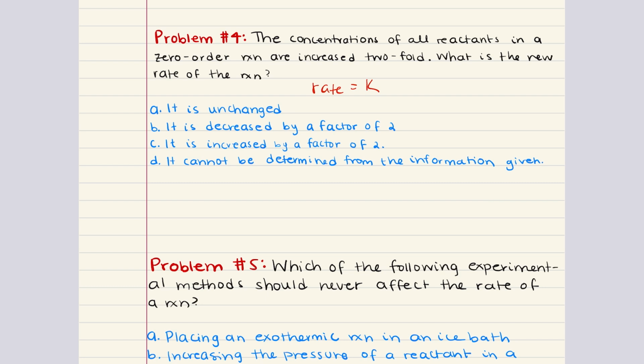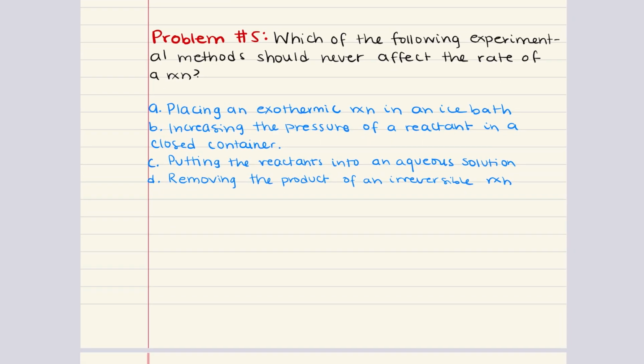Now, since the rate of a zero-order reaction doesn't depend on the concentration of the reactants, any changes in the concentration of the reactants is not going to affect the rate. And that means that the correct answer for 4 is going to be A. It is unchanged. Let's move on to problem 5.